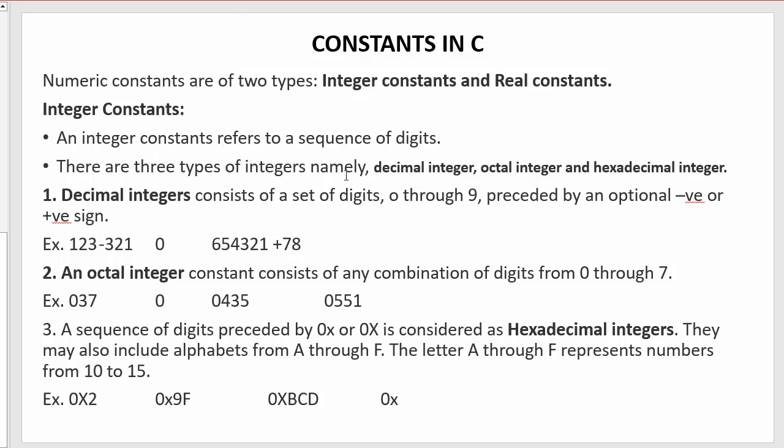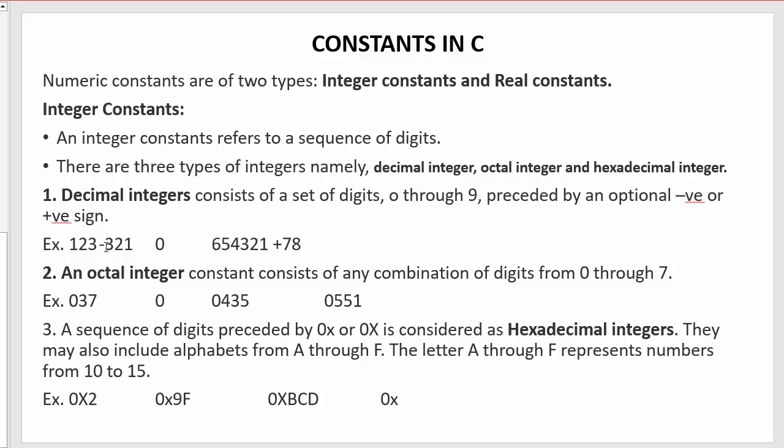There are three types of integers, namely decimal integers, octal integers and hexadecimal integers. Let us first see what decimal integers are. Decimal integers consist of a set of digits 0 through 9, preceded by an optional negative or positive sign. So decimal integers have the range from 0 to 9, and they can be positive or negative constants. For example, 123, and then minus 321.